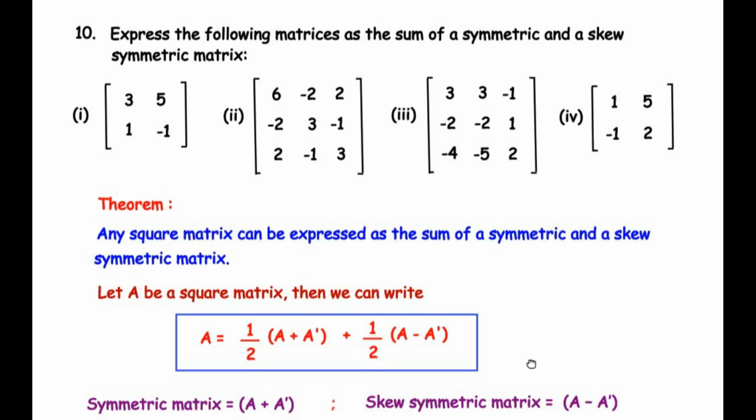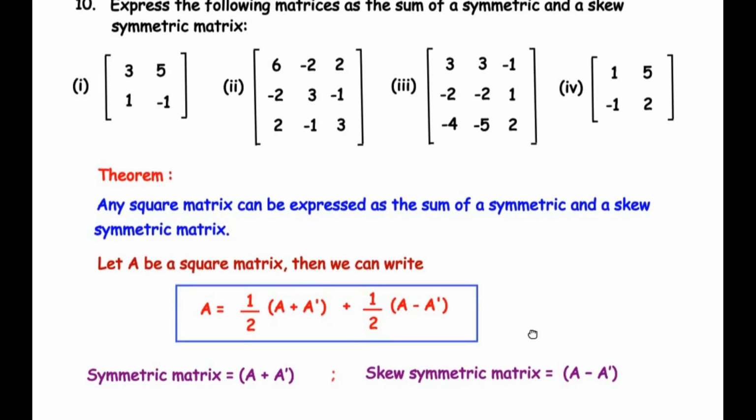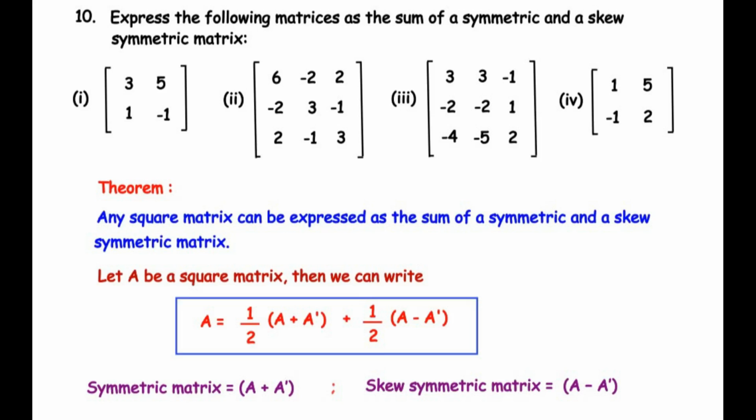So if we consider A to be a square matrix, then we can write it in terms of symmetric and skew symmetric matrix as matrix A is equal to 1 over 2 times (A plus A transpose). Now this represents the symmetric matrix, plus 1 over 2 times (A minus A transpose). So A minus A transpose represents the skew symmetric matrix. So basically here we have to show that when we add the symmetric and skew symmetric matrix, we are going to get back this given matrix. So let us start with the first sub question.